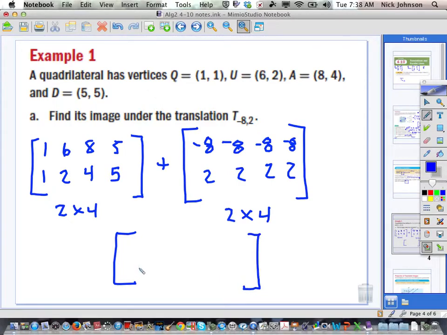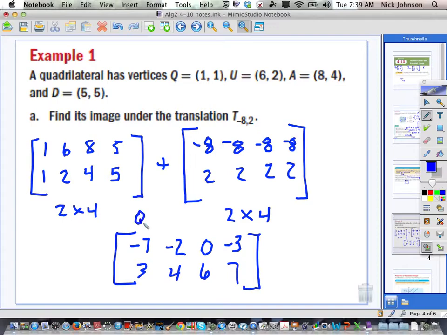of the same size. So 1 plus a -8 is a -7. 6 plus a -8 gives me a -2. 8 plus a -8 gives me 0. 5 plus a -8 gives me a -3. 1 plus 2 is 3. 2 plus 2 is 4. 4 plus 2 is 6. 5 plus 2 is 7.